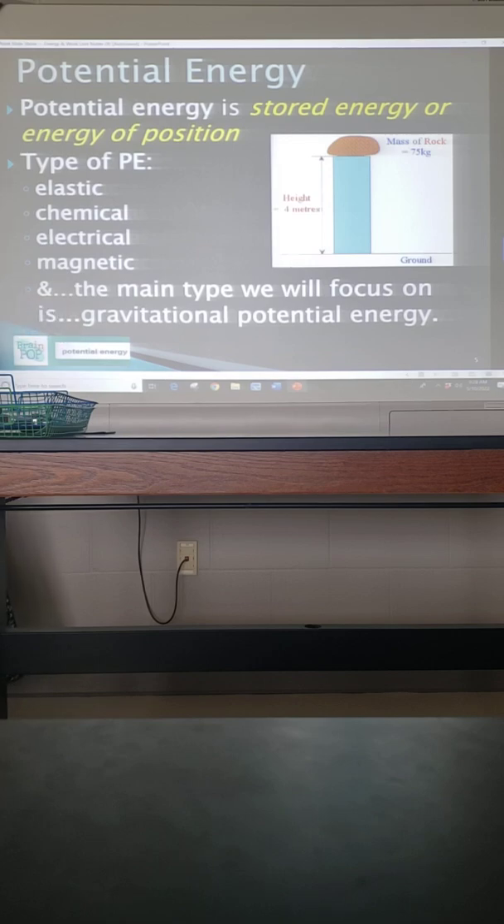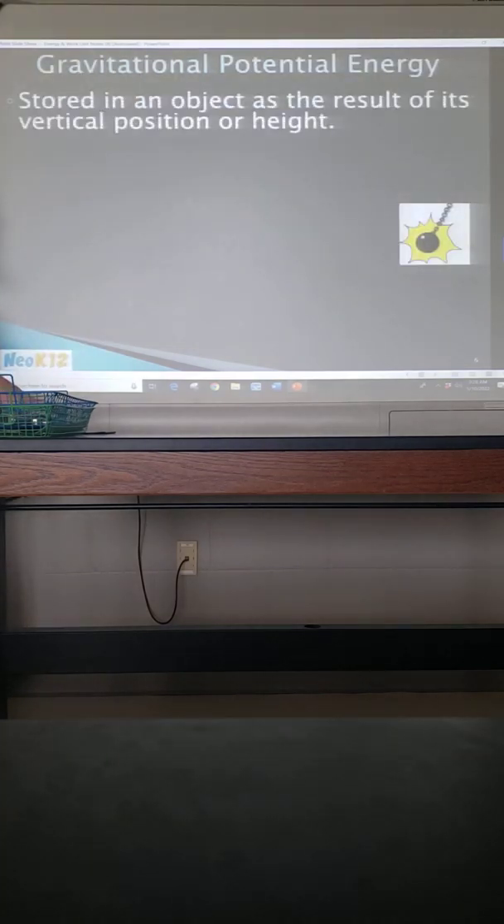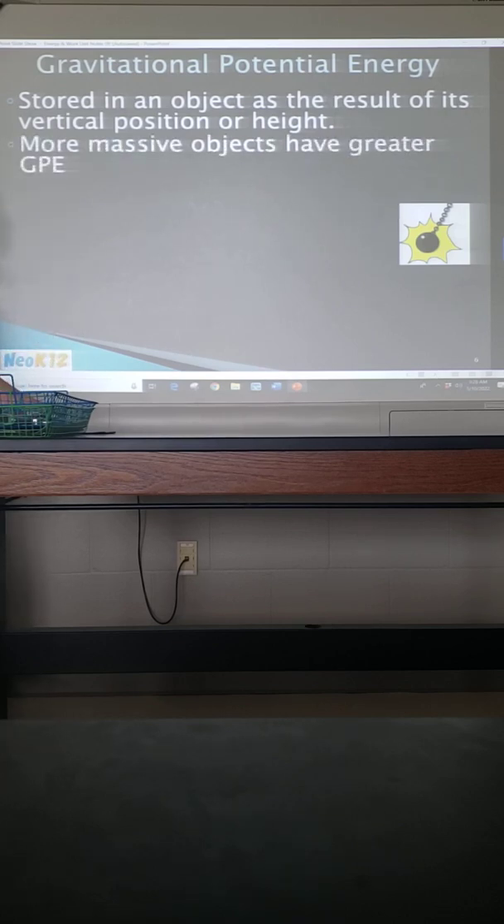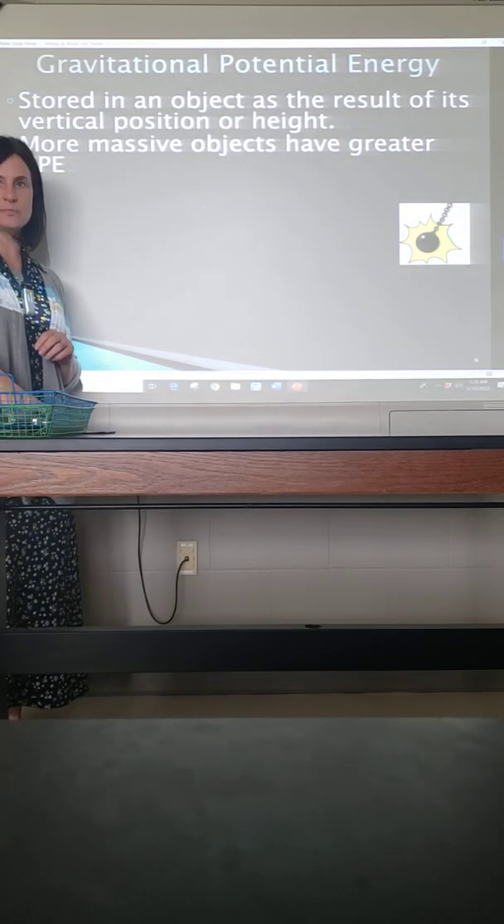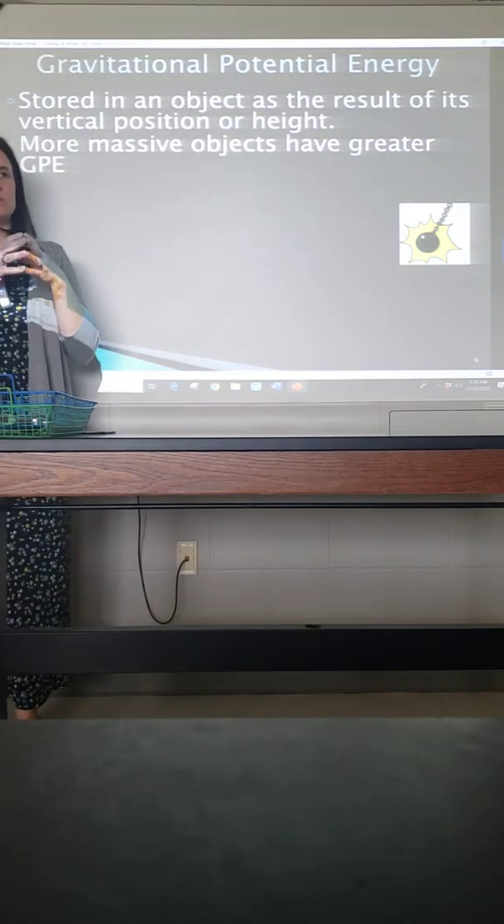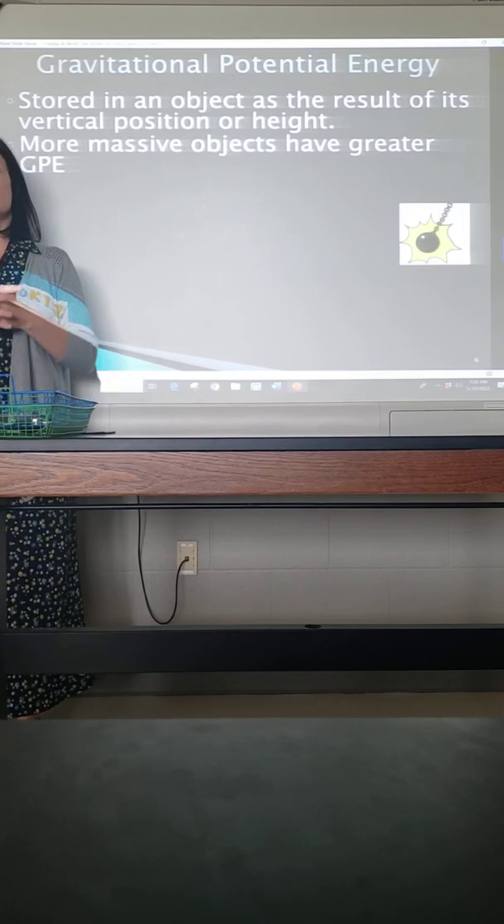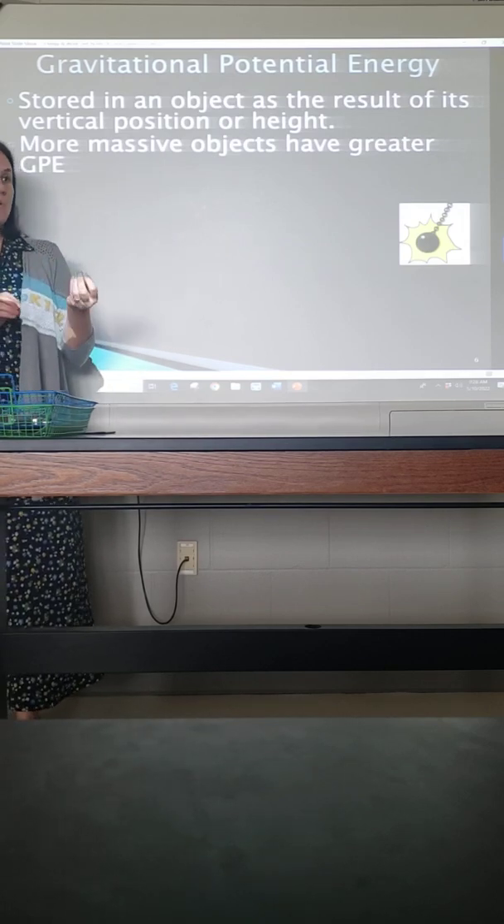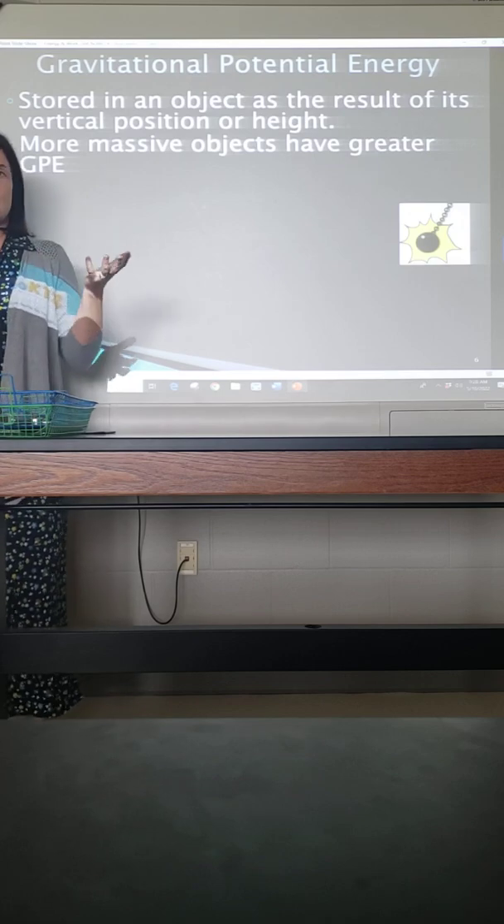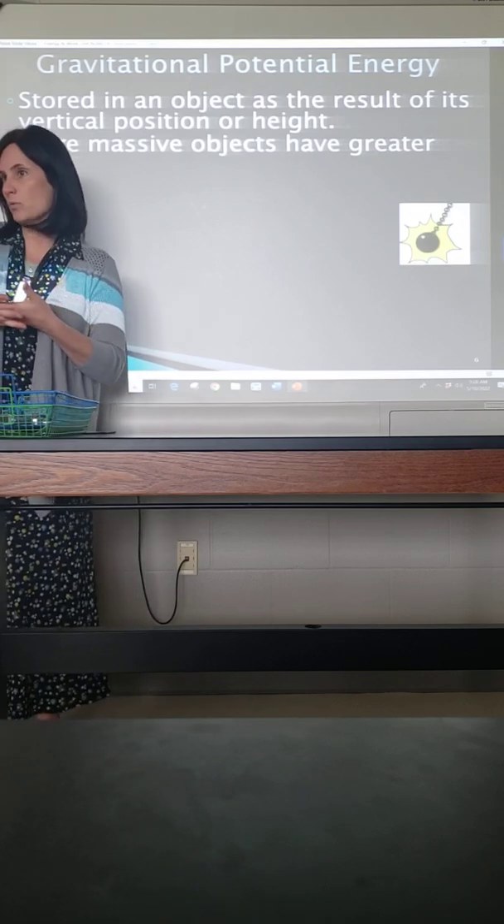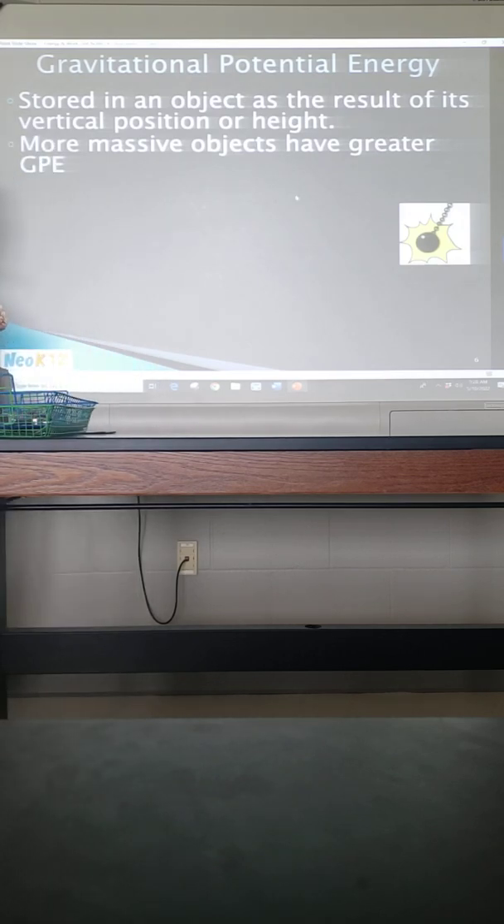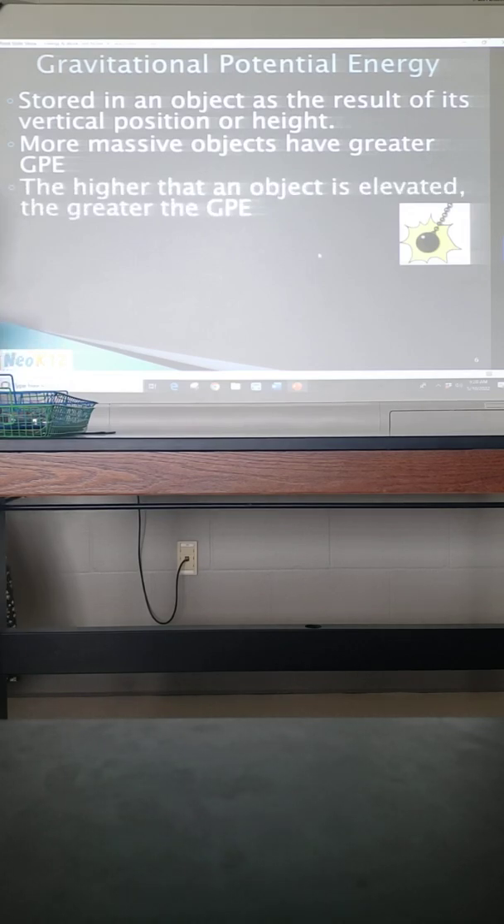But again, the main type that we're going to look at is the gravitational potential energy, and we abbreviate that GPE. This is the energy that's stored in an object as a result of its vertical position or its height. More massive objects are going to have a greater GPE, so you're probably a little bit more intimidated by a big boulder on a cliff than you would be by a little pebble. They're at the same height. I would rather be hit by the pebble than the boulder, personally. So more massive objects will have a greater GPE.